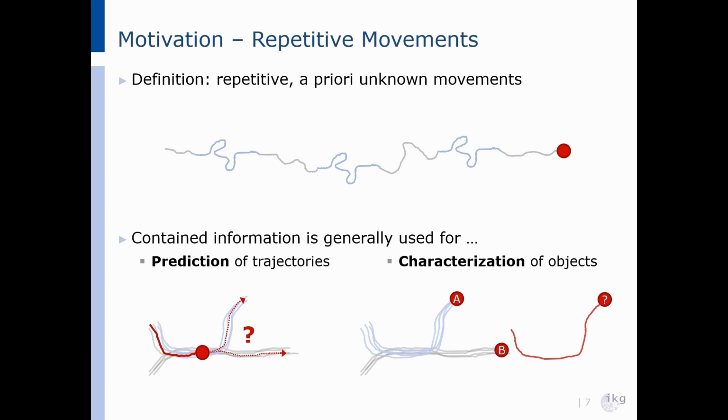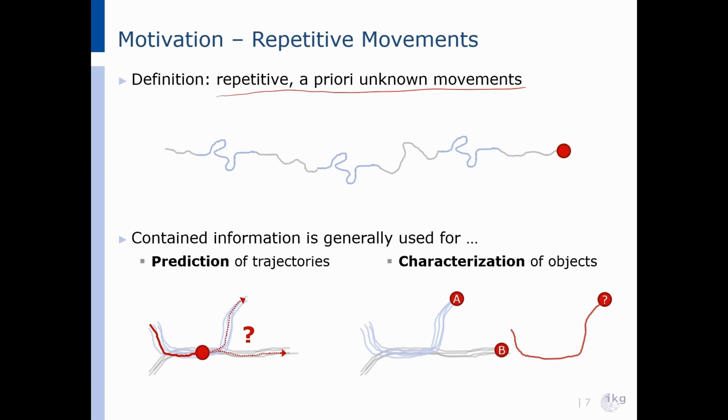So in all three examples before, we were looking for movement patterns or typical movements, typical behavior, like the storms, the football player, and the smartphone users here. But still, we have to somehow define what a movement pattern is. In this course, we will define it as repetitive, a priori unknown movement patterns, like given here.